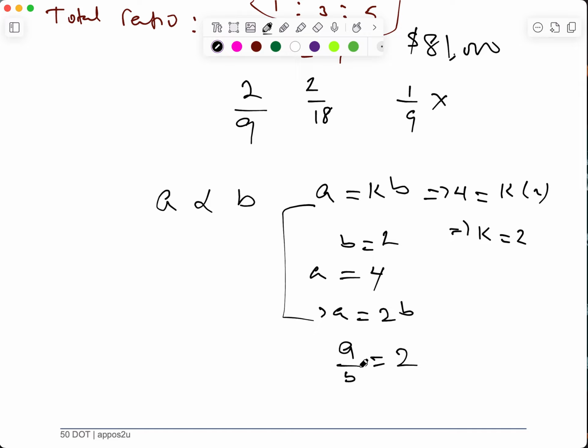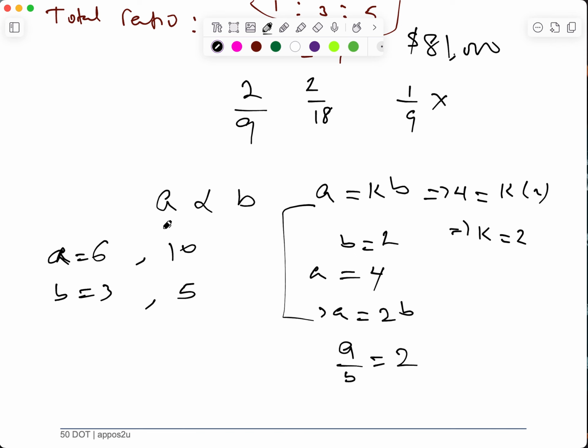So the ratio A to B is always going to be what? 2. So if I ask you to pick any A and B that will satisfy this condition, then you can begin to look for A. A can be 6 and B will be 3. A can be 10 and B will be 5. So you can see that they are proportional to each other.